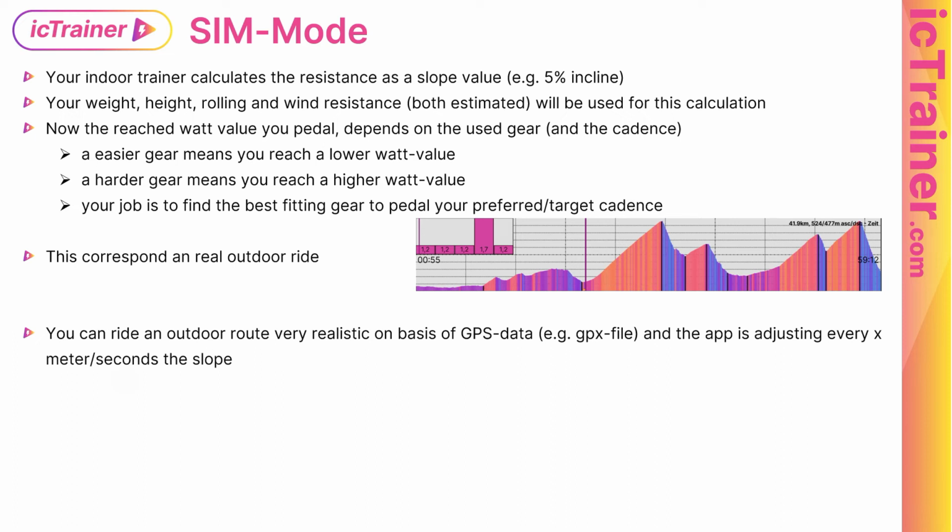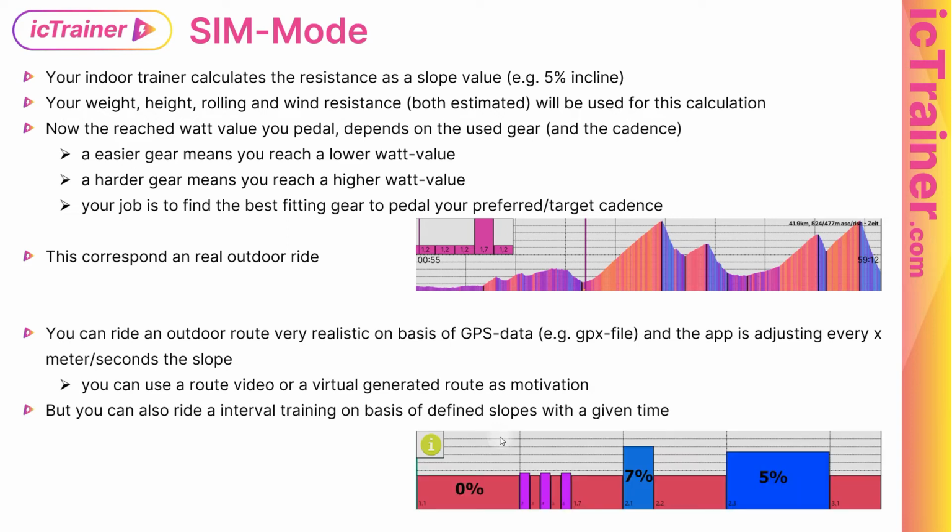And so you can ride an outdoor route very realistically on the basis of GPS data, for example, a GPX file as you see here, and the app adjusts the slope every X meters or X seconds, so you feel as if you're outdoors. You can also use this to ride a route video or a virtually generated route as motivation. That's normally very helpful.